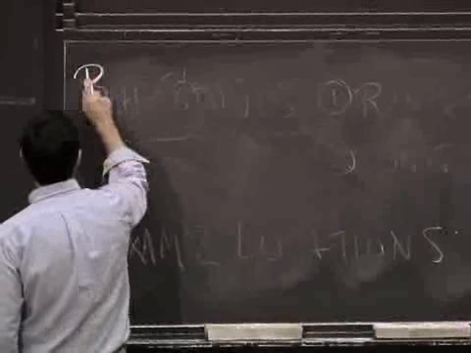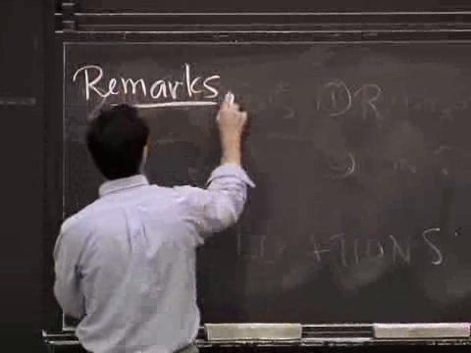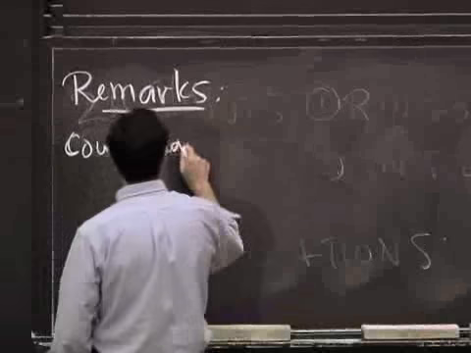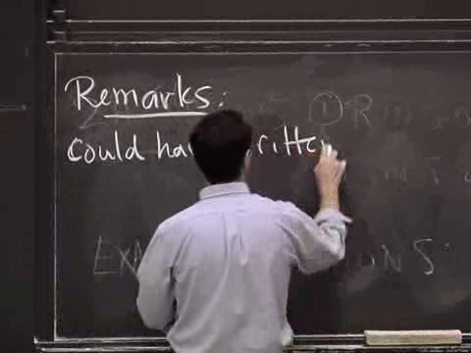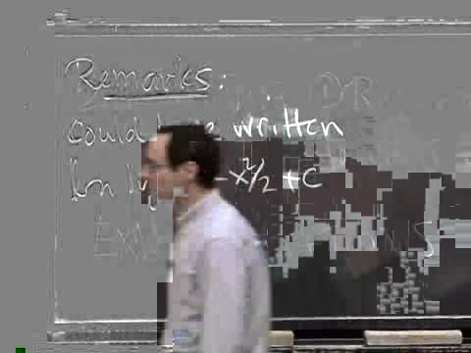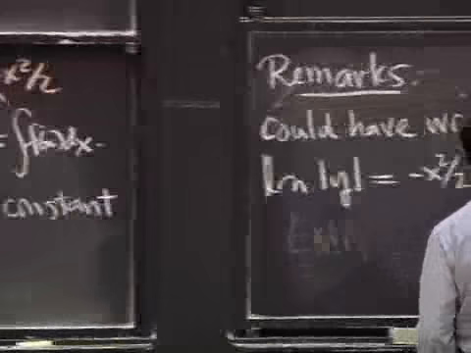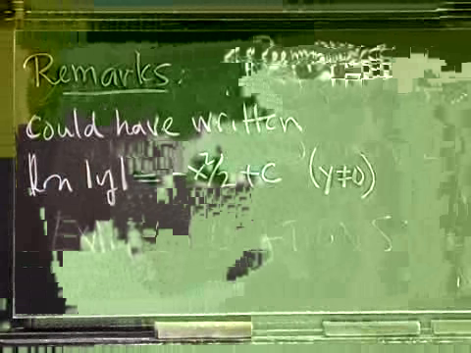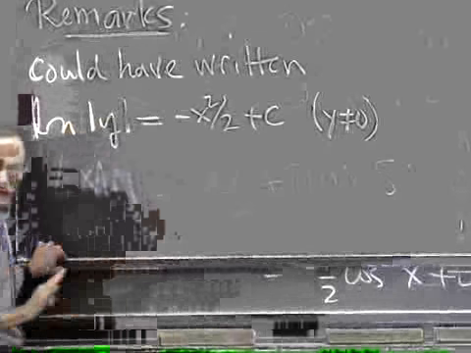So, if you like, some remarks. The first remark is that I could have written natural log of absolute y is equal to minus x squared over 2 plus c. All right? We learned last time that the antiderivative works also for the negative values. So this would work for y not equal to 0, both for positive and negative values. And you can see that that would have captured most of the rest of the solution.